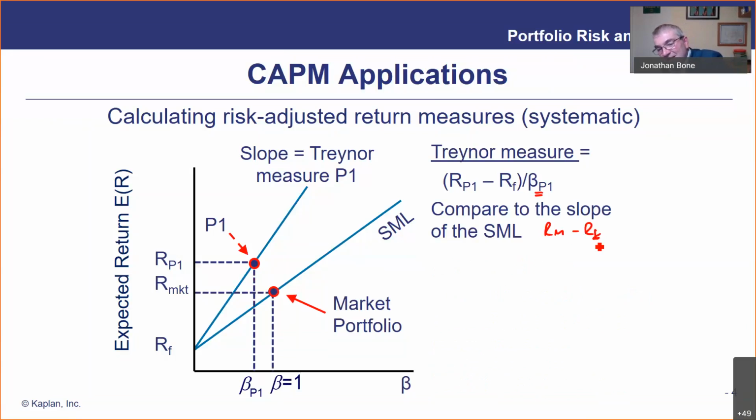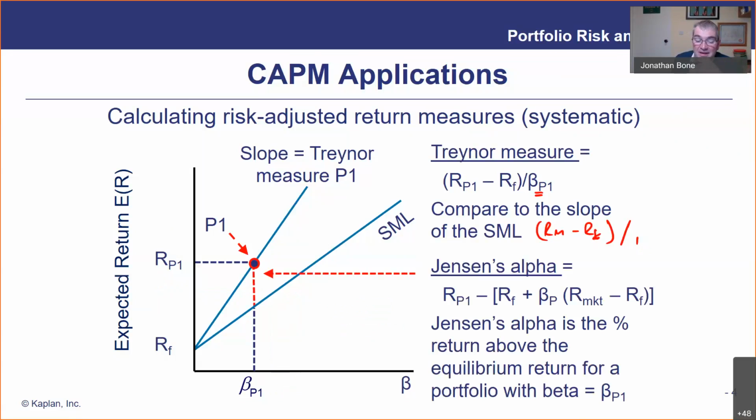As I said, if you don't like that because you're thinking that's a bit weird, it's over a beta, isn't it, of the market, which is equal to 1. Okay. So we're going to compare the slope of the portfolio compared to the slope of the market portfolio. And if it's greater, then we again have got an abnormal return.